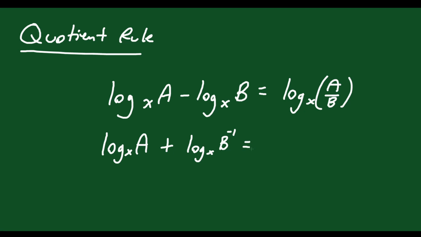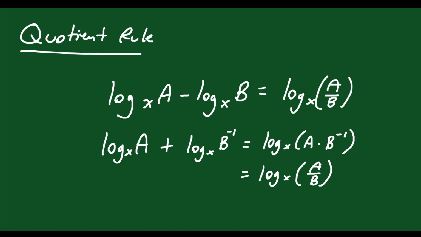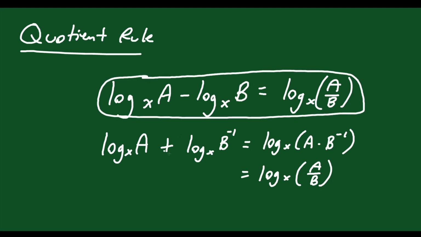And if you remember the product rule, this just says you multiply those things together, right? So log base x of a times b to the negative 1. And b to the negative 1, we know what that is. It's 1 over b, right? That flips. So you get a over b. So you can see how we derive this equation from the product rule. It's just a matter of combining the product rule with the power rule, but this really is what you have to remember. You don't have to remember the derivation here if you don't want to.